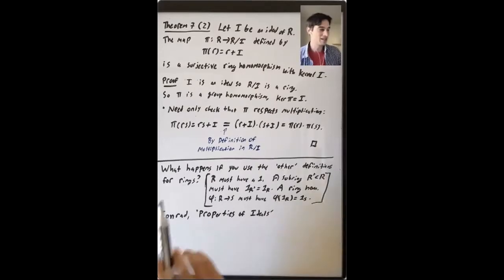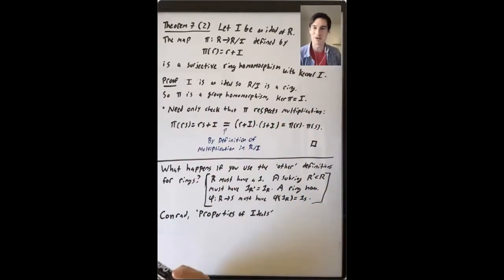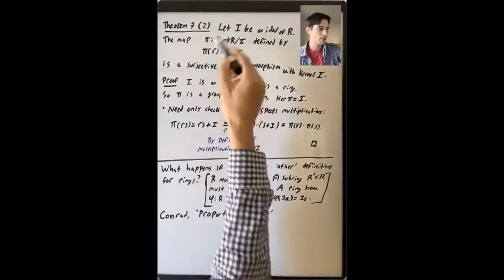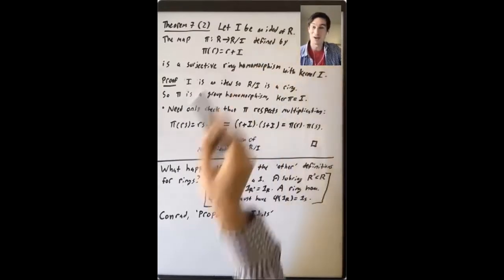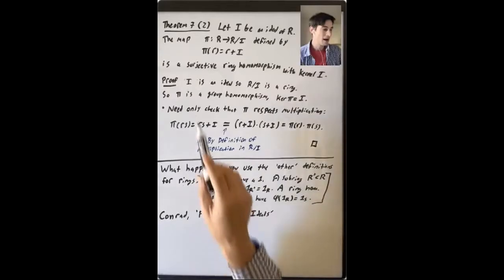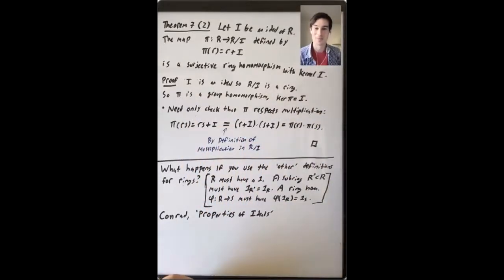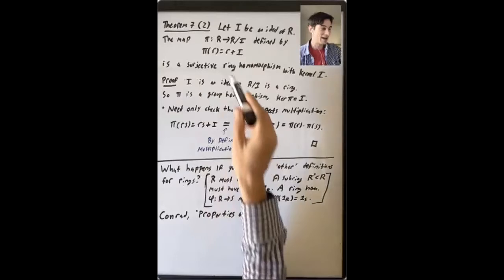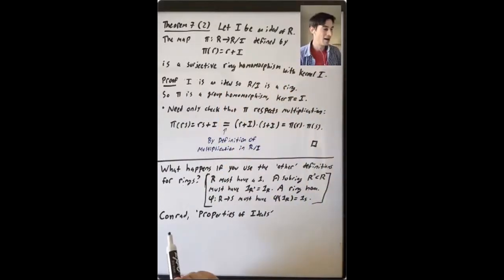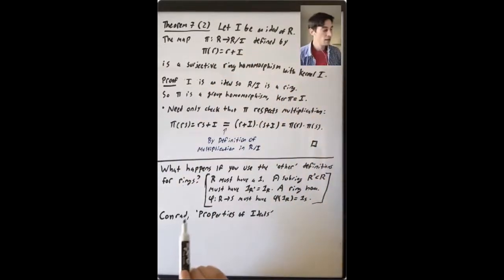All right, so let's prove this. I is an ideal, so R mod I is a ring. So in particular, it's a group. And for groups, we talked about this a long time ago. This is the natural projection homomorphism for groups. It is a group homomorphism, and the kernel really is I. All right, so what do we need to check then to see that this is a ring homomorphism? Oh, also, it's clearly surjective.